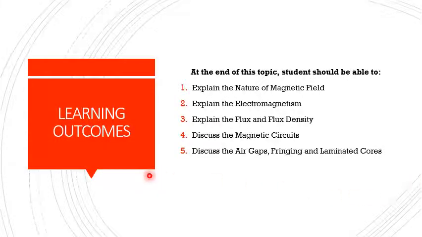The learning outcomes for this topic are: first, to explain the nature of magnetic field; explain electromagnetism; explain the flux and flux density; discuss the magnetic circuit; and discuss the air gap, fringing and laminated core.